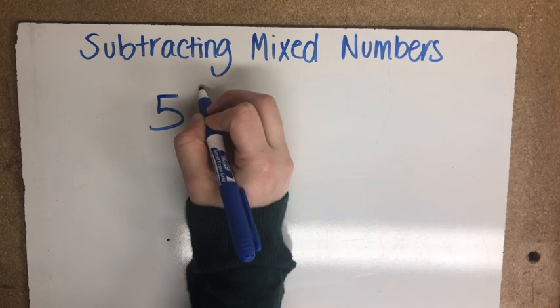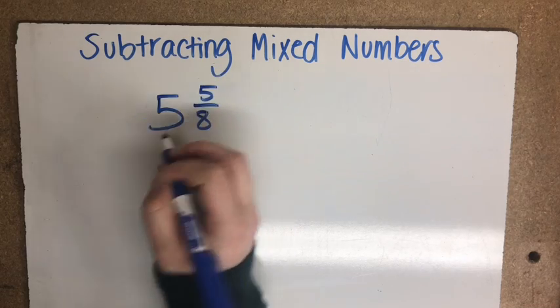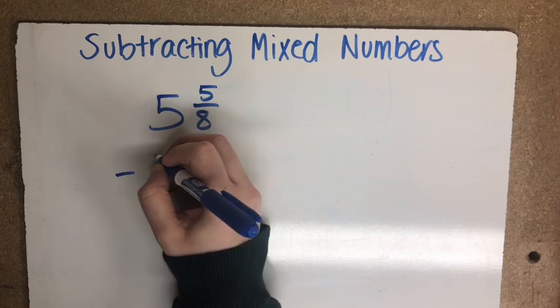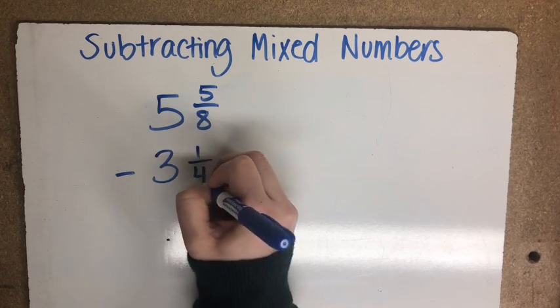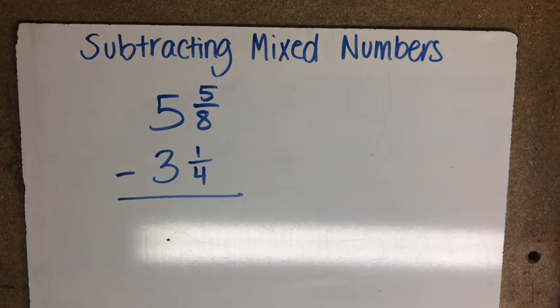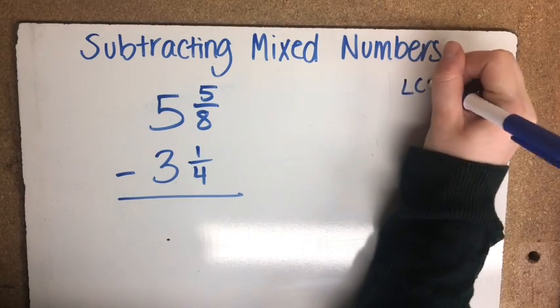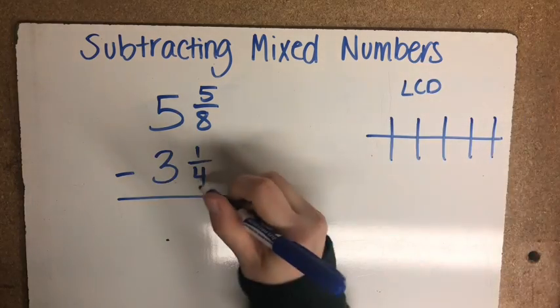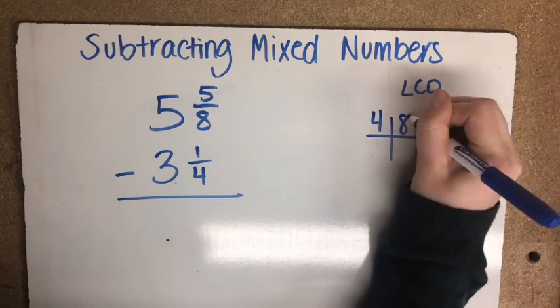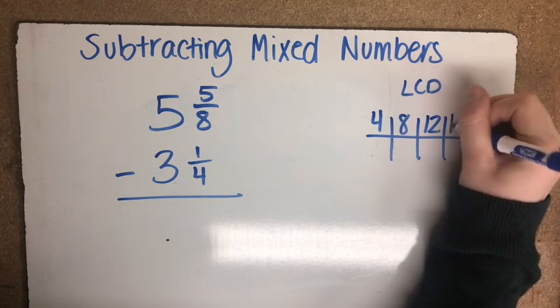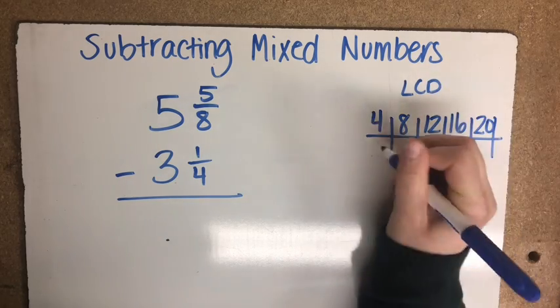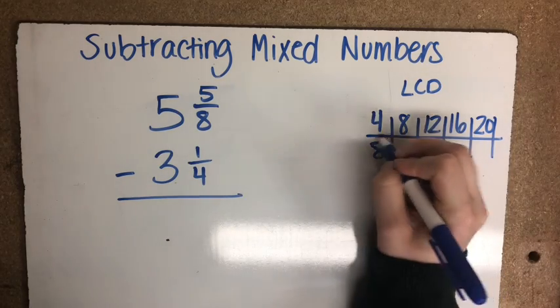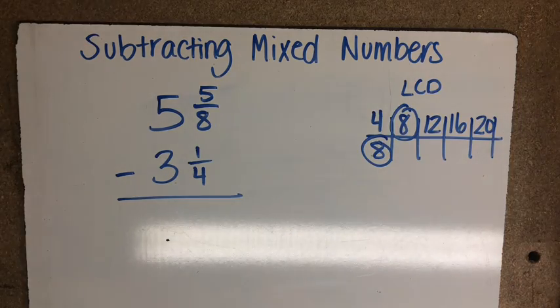5 5/8 minus 3 1/4. Okay, so I need to find a common denominator. Okay, start with 4, 4, 8, 12, 16, 20, 8. Oh, I noticed right away 8 is the common denominator.